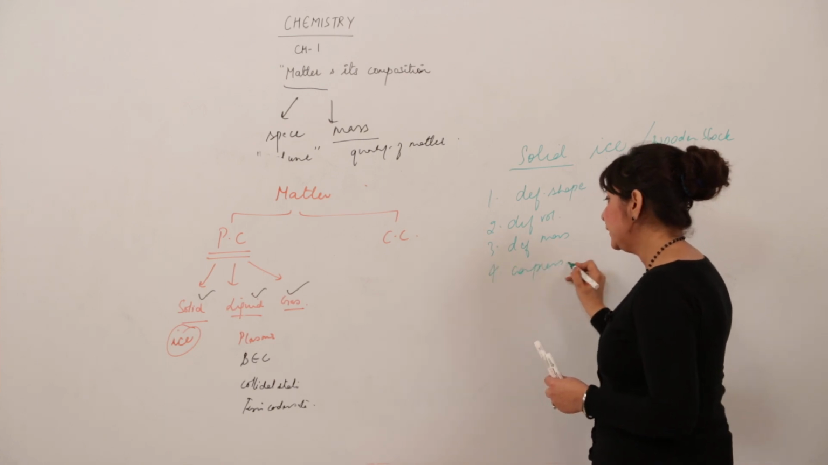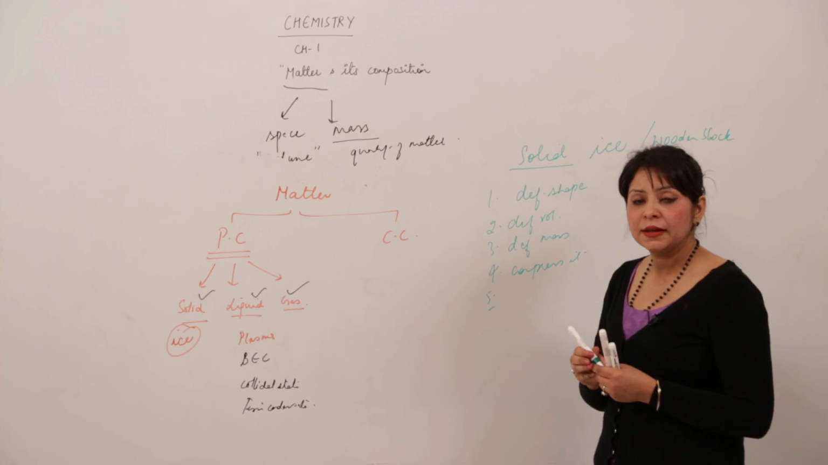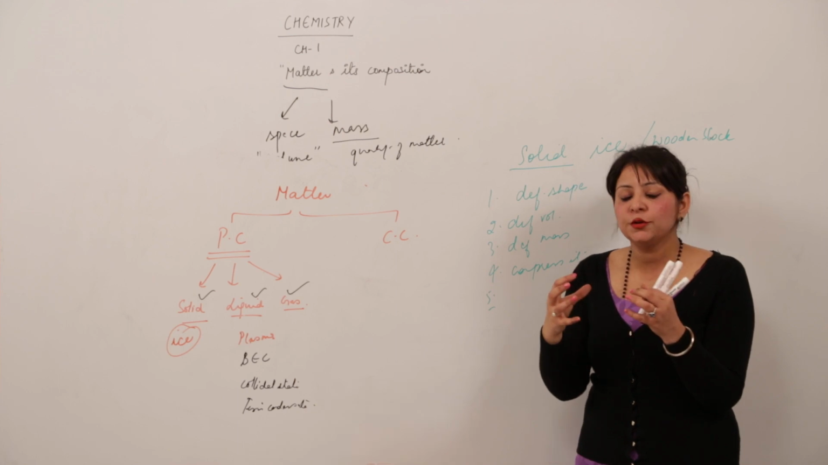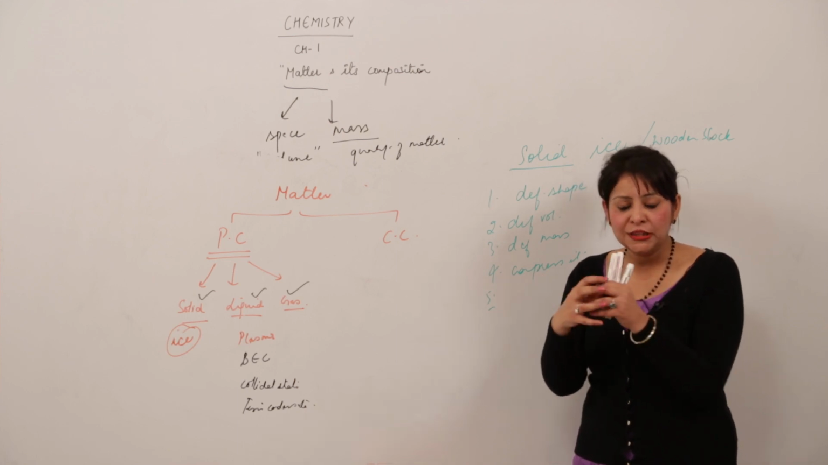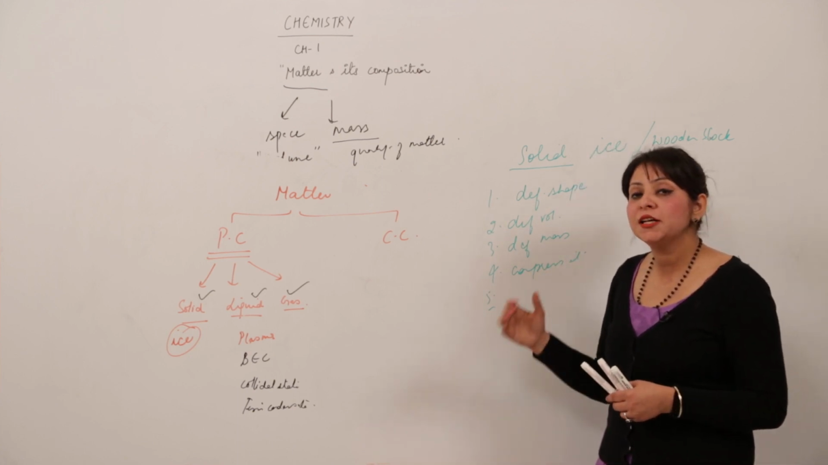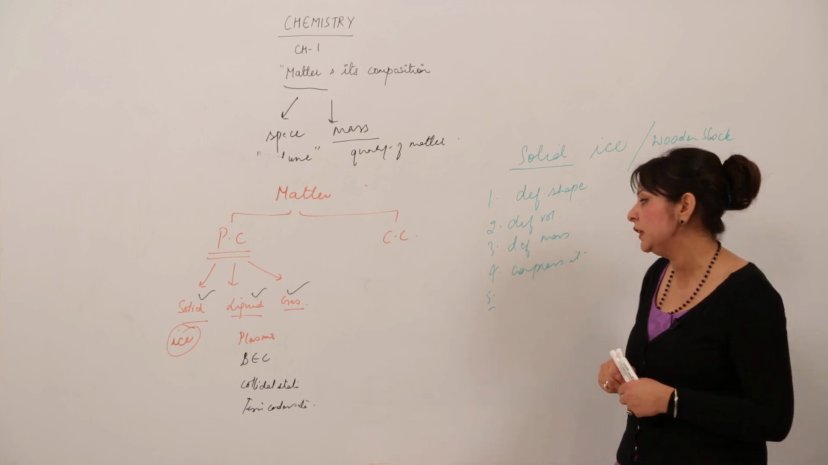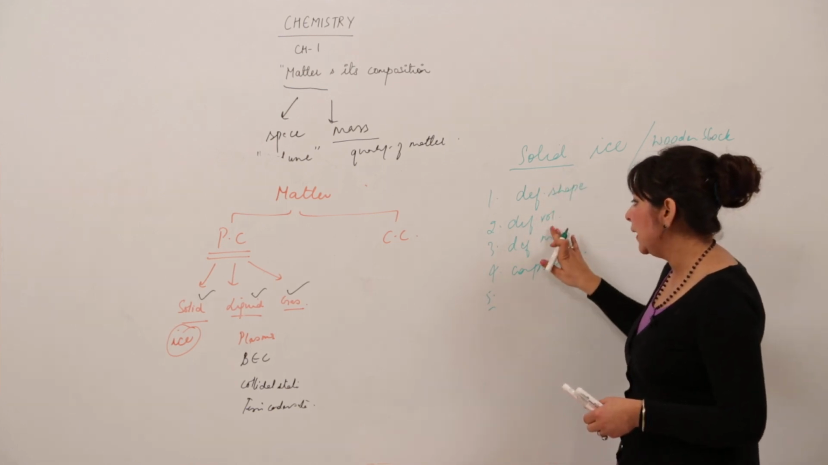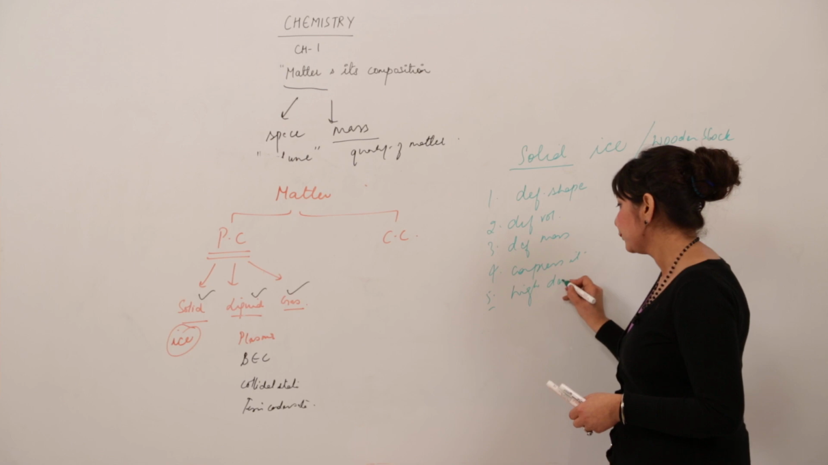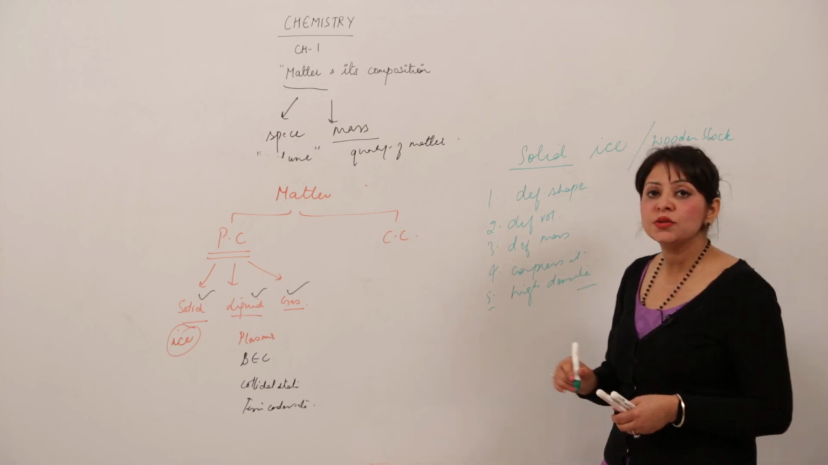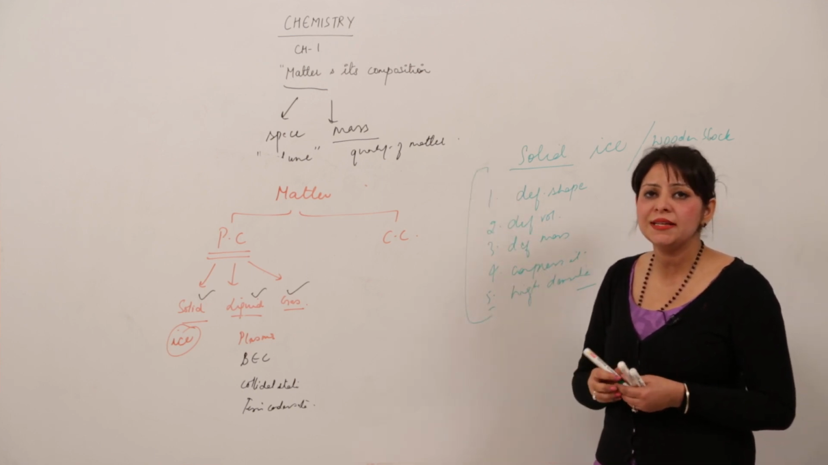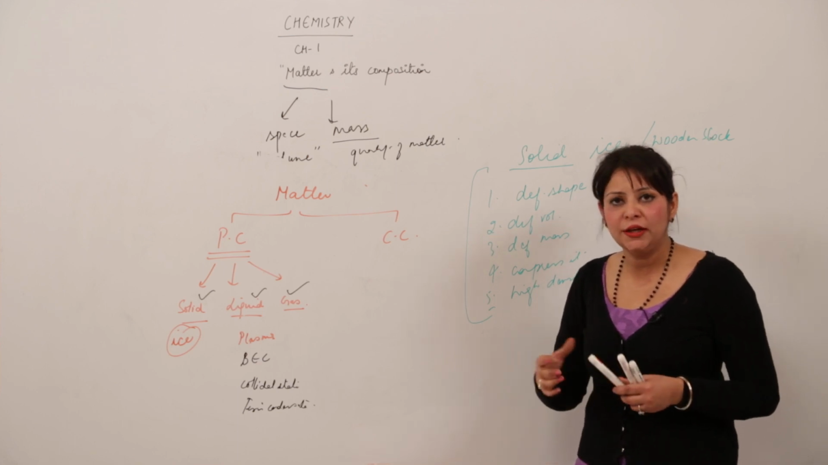You cannot compress it. What do you mean by compress? Compress means you cannot make the particles come closer to each other. You cannot make the particles move much closer to each other. So that means solids are almost incompressible. We'll be doing it later, why they can't be compressed and what is the factor that governs the compressibility. And more, they have definite shape, volume, definite mass. We cannot compress it, and also they have high densities. So these are the properties which we get to see in a solid substance. If any substance fulfills these 5 properties, that means it exists as solid at room temperature.